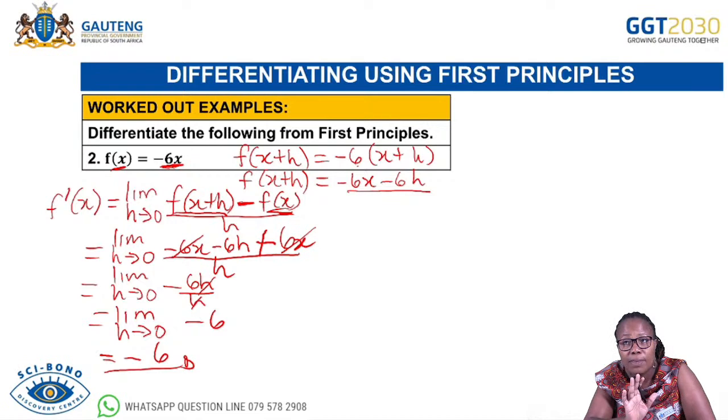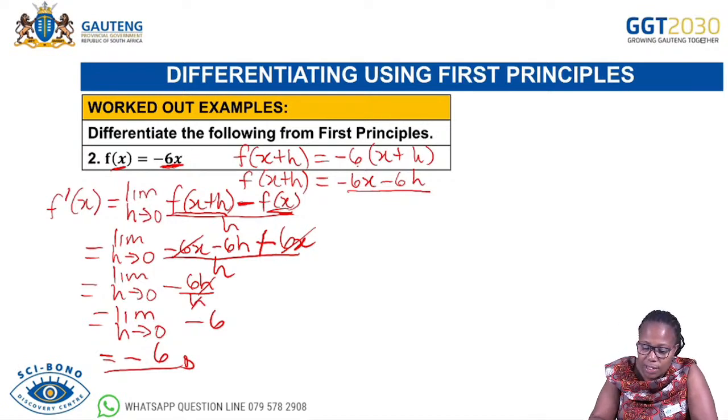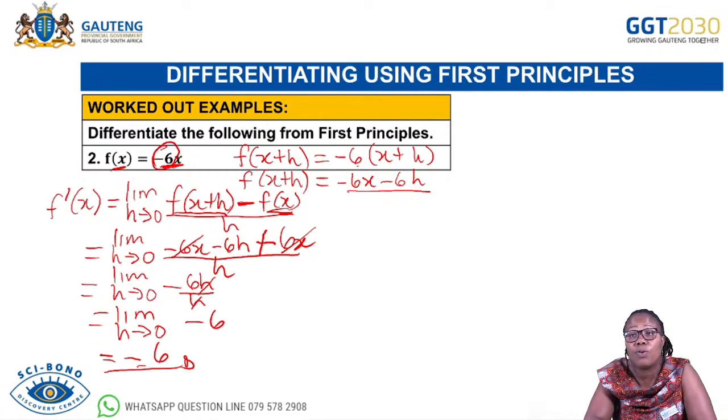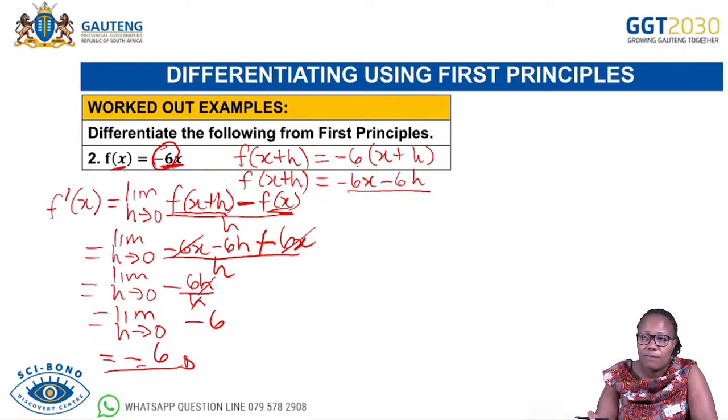Let me show you something, grade 12. In relation to your answers, look at this. Our answer is minus 6. Can you see that was initially the coefficient of your x? In first principle for technical mathematics, lucky enough, the answer is already there in our given expression.